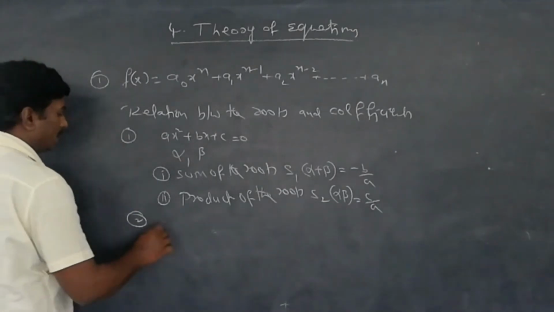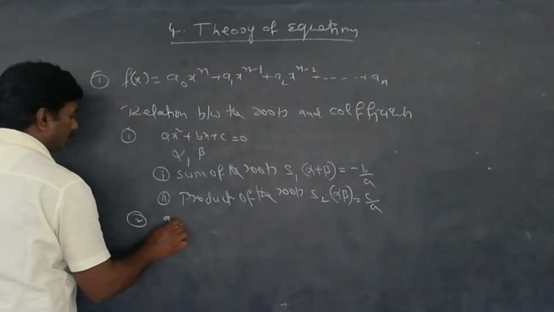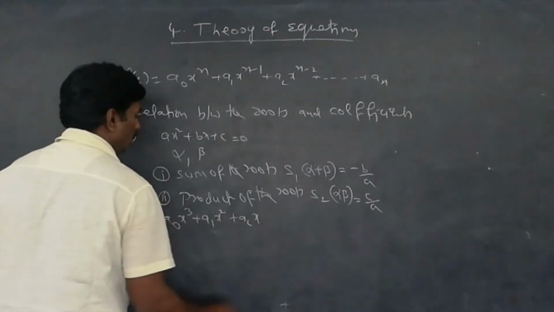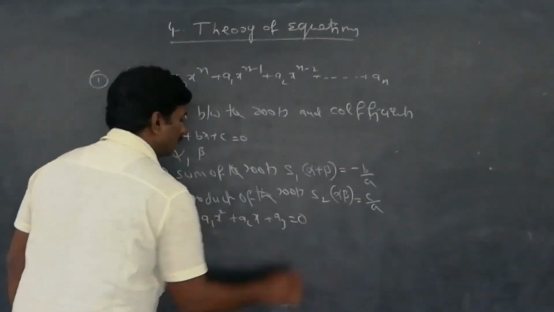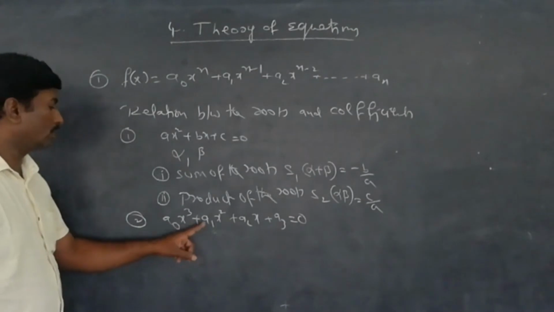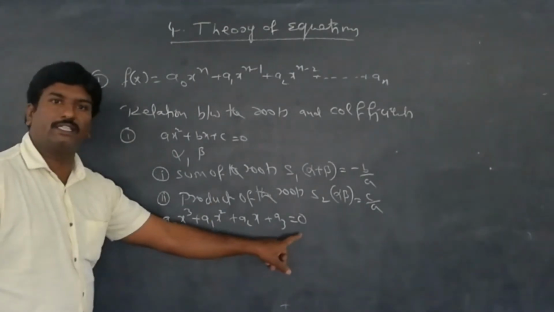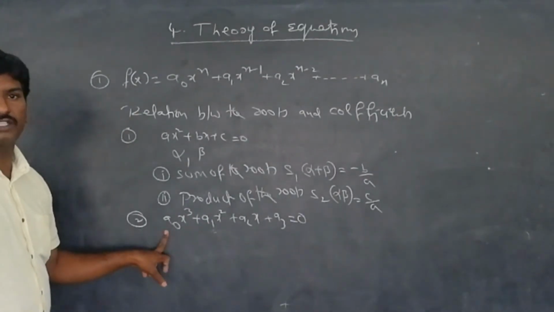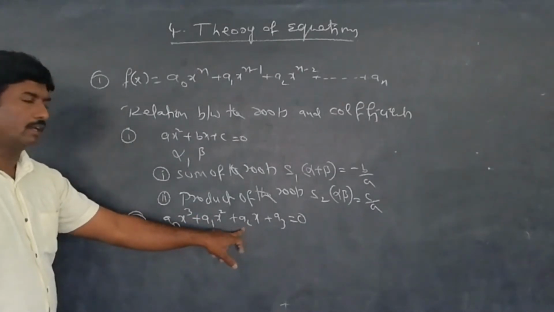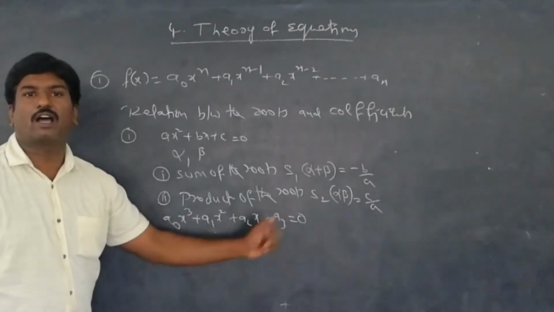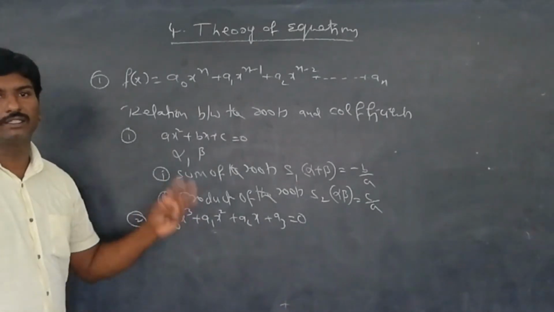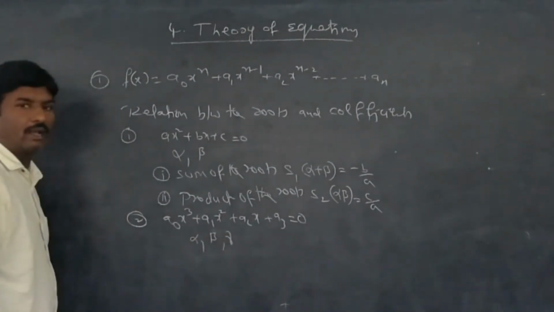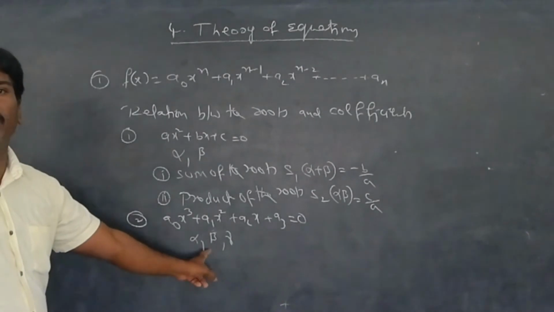I am taking a cubic equation. a0 into x cube plus a1 into x square plus a2 into x plus a3 is equal to 0. So it is a cubic equation where a0 is the leading coefficient, a1 is the coefficient of x square, a2 is the coefficient of x and a3 is the constant. Then it has how many conditions? 3 conditions now. Suppose its roots are alpha, beta, gamma.